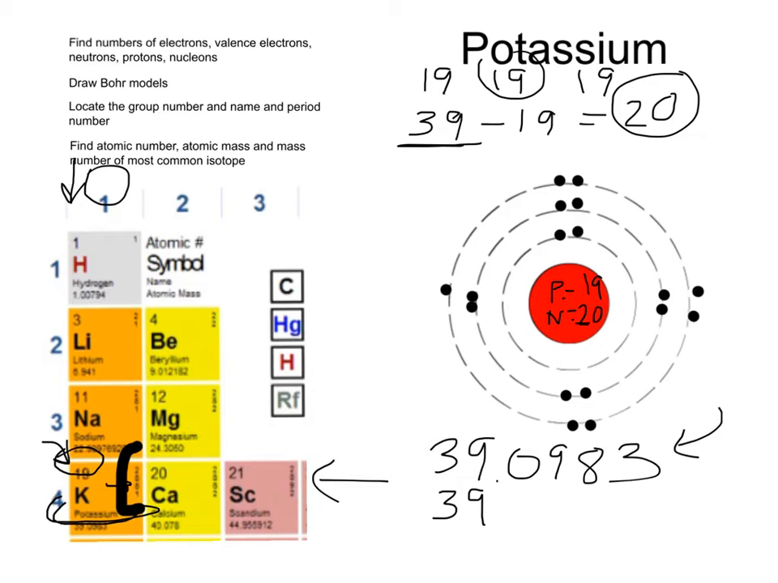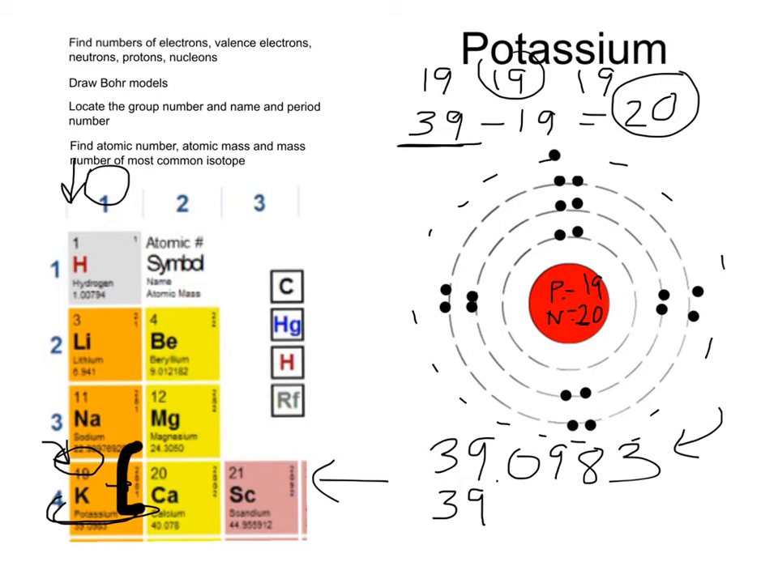Just like so. And then there's actually another shell, which unfortunately this particular model doesn't have drawn yet. So I'll just kind of sketch it in. How many electrons are in the valence shell? Just 1, and it goes right up there. And that is the Bohr model for potassium.